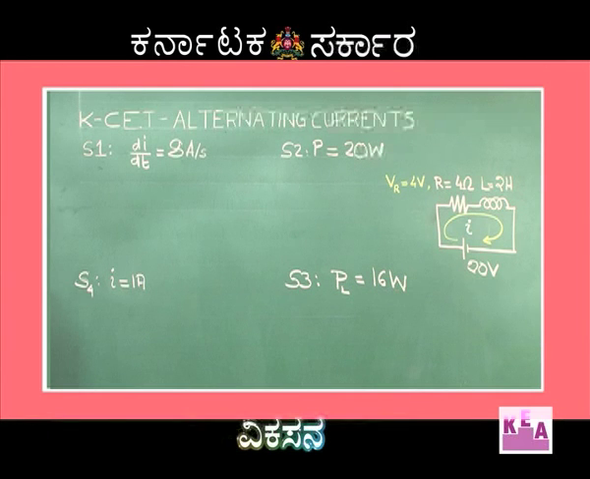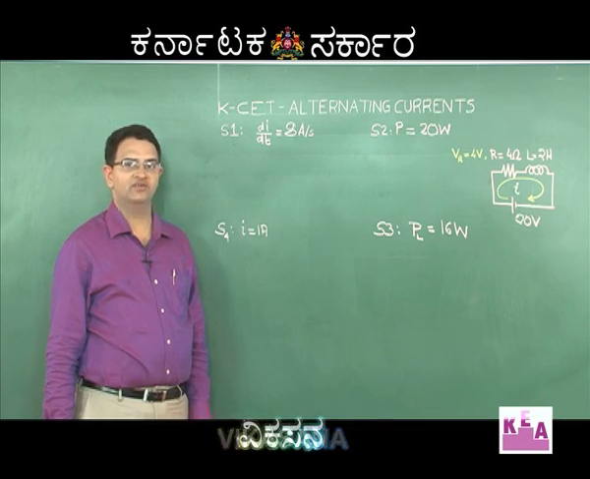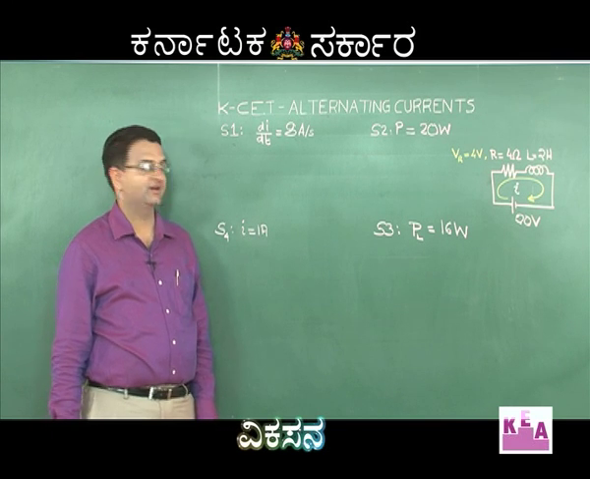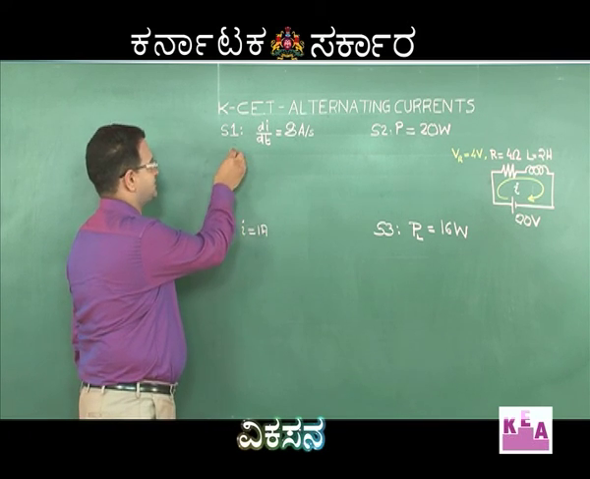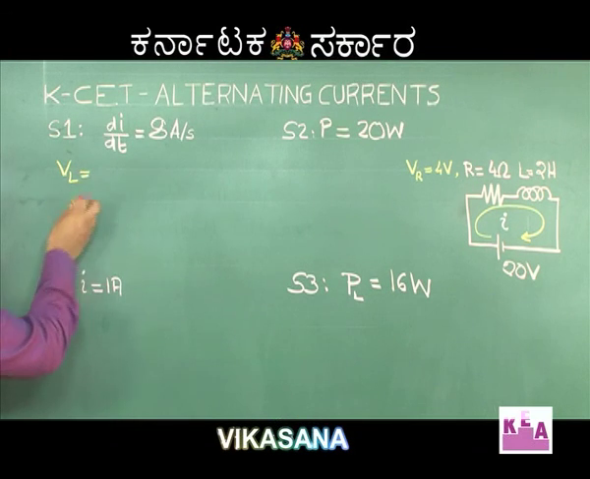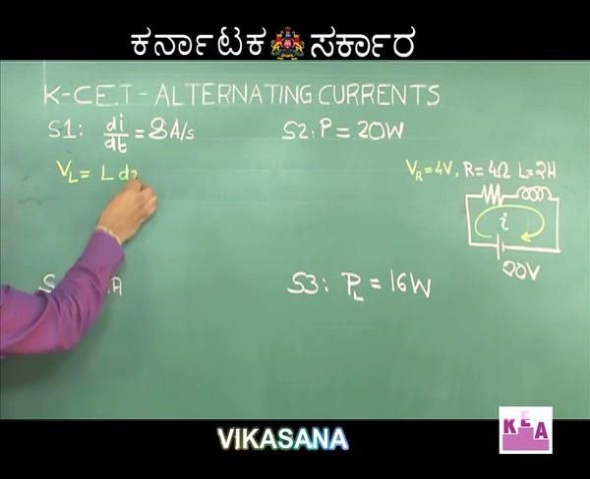Now let us analyze the statements one by one. Statement number 1, it says that the rate of change of current with respect to time at a particular instant is 8 ampere per second. And we know that rate of change of current with respect to time is di by dt. Therefore, di by dt is equal to 8 ampere per second. Now we know that there is a relationship between E and di by dt. The voltage across the inductor VL is equal to L into di by dt.